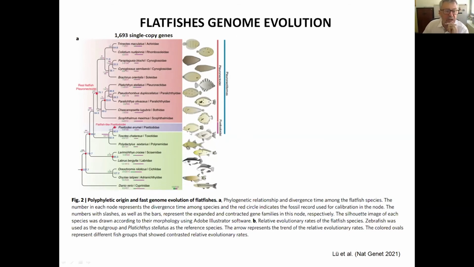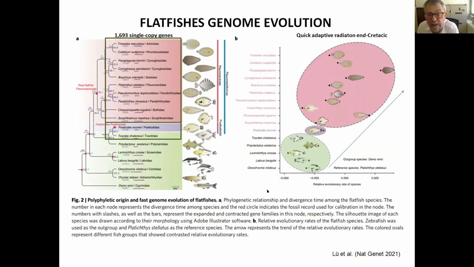The paper of Lu et al. was very important because they gathered the information of 17 species, including both flatfish and closely related bilaterals, and they demonstrated that the origin of flatfish was polyphyletic. So they emerged at least twice across evolution. That was quite amazing. A second important issue they presented is that flatfish evolved very quickly at the end of the Cretaceous, likely due to a quick adaptive radiation related to the increase of sea level that opened a lot of new shallow water niches to be covered, and this quick evolution makes it very difficult to solve the deeper nodes of the flatfish phylogeny.